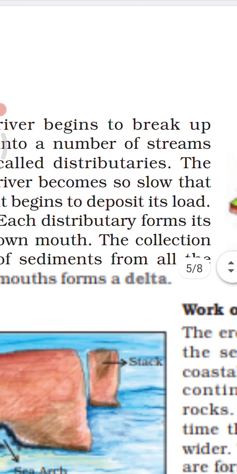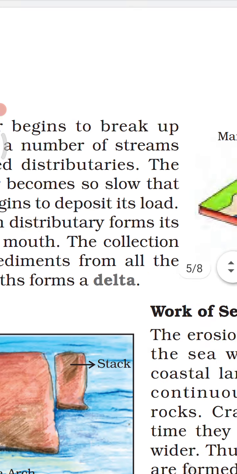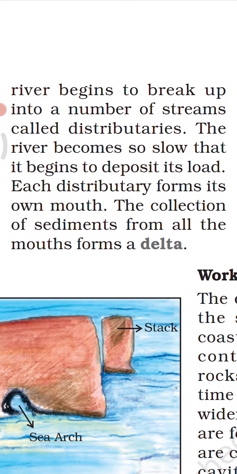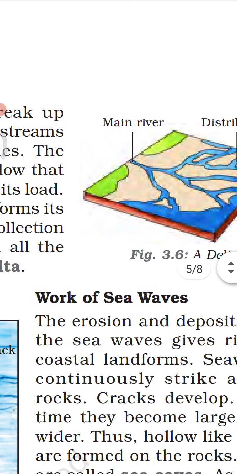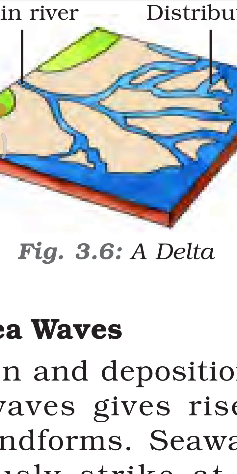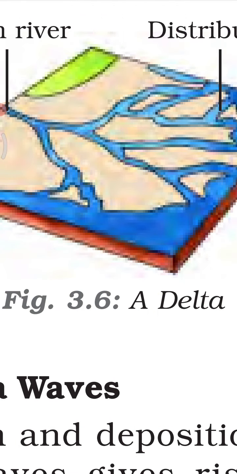Then the river becomes so slow that it begins to deposit its load. Whatever material it carries, it starts depositing here. Each distributary forms its own mouth. The collection of sediments from all mouths forms a delta. Now see, it makes a triangular shape. If you see carefully, these are the different streams. The main river splits into different parts, and each part makes its own mouth. And this triangular shape is called a delta.